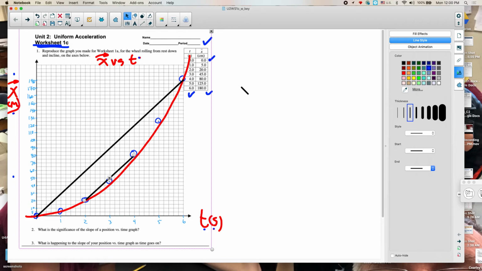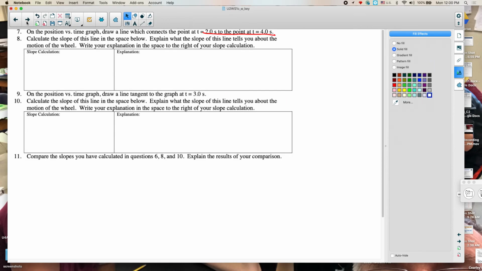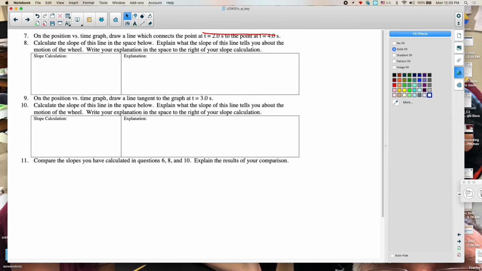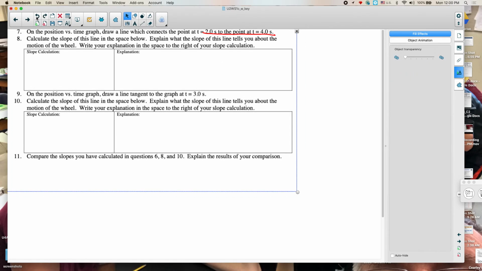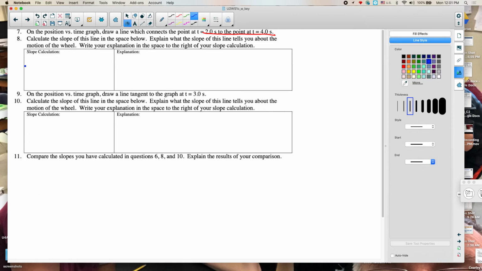So next, we would then take the coordinates. At 2 seconds, we were at 20 centimeters. And at 4 seconds, we were at 80 centimeters. You'd want to make that calculation here. So the calculation of the slope from 2 to 4 seconds, and you'd want to continue with that similar work here. I hope that points you in the right direction.